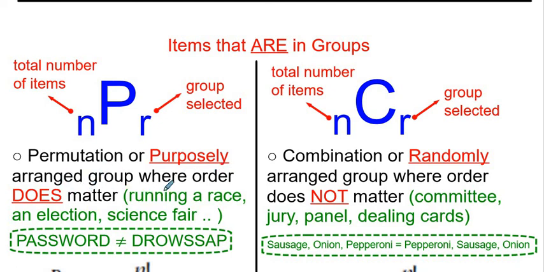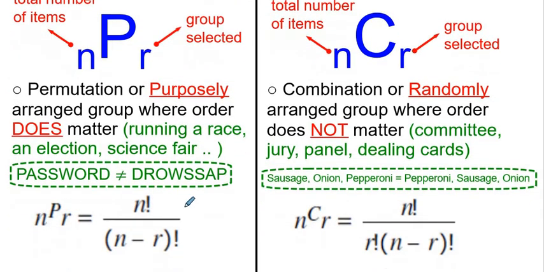An example of this is running a race, winning an election, or a science fair. Again, password does not equal the same thing as drowsap, right? They're not the same. So choosing a password is another example of picking letters out of the English language or whatever language you use, including numbers. That is a selected group of ordered values. There is a formula for that, and it is given on most formula sheets, including the SOL in Virginia. We don't actually use this. We will use either a calculator or Desmos.